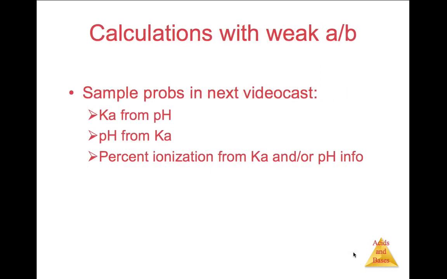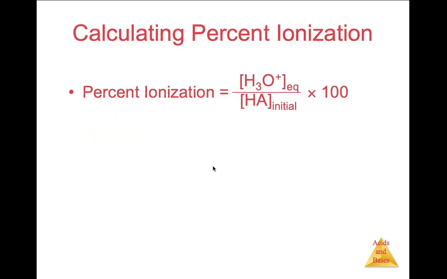We'll do a number of calculations with weak acids and bases in the next several video casts, and sample problems in those will include using Ka to find pH, or using pH to find Ka, vice versa. And we'll also look at problems where we'd find something called percent ionization. In other words, how much of the hydrogen ion dissociates, or how much of the OH minus ion dissociates to form the acid or the base. Stay tuned for those. So how do you calculate percent ionization? We'll take a look at one of these problems in a little while, and a lot deeper at the other kinds in our next video cast.